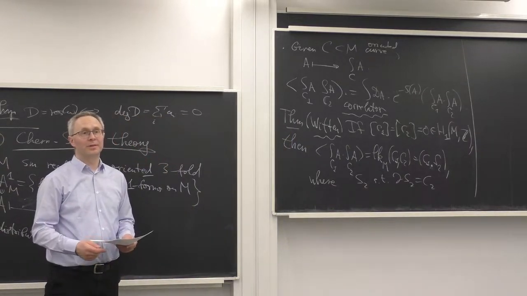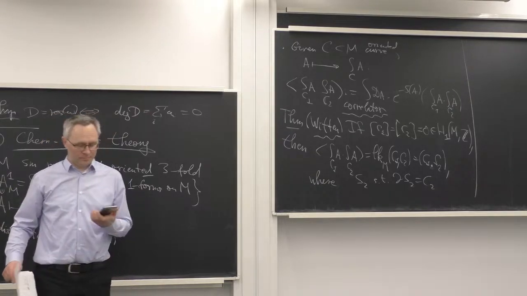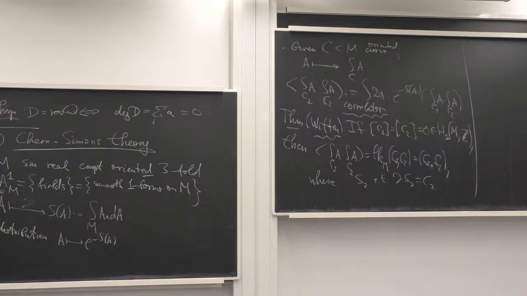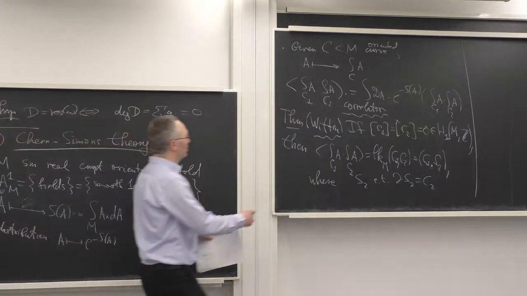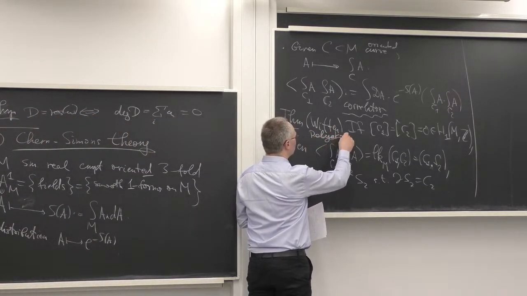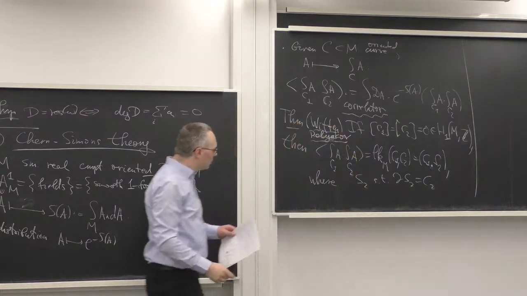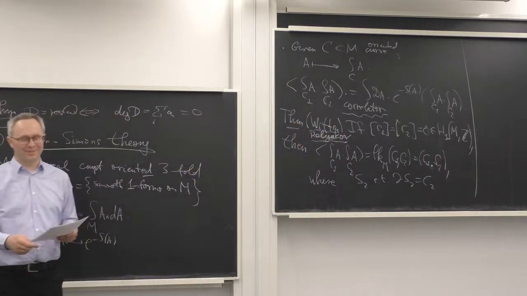In fact, this version of what you call Witten's theorem was discovered by Polyakov long before Witten, but the contribution of Witten is that he extended this to the non-abelian case.